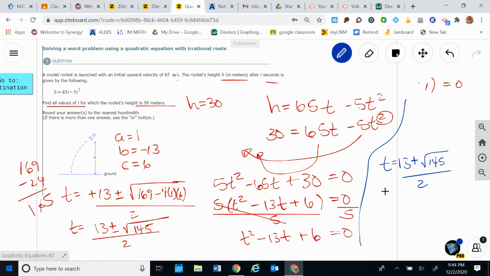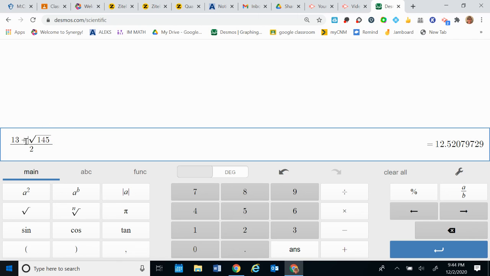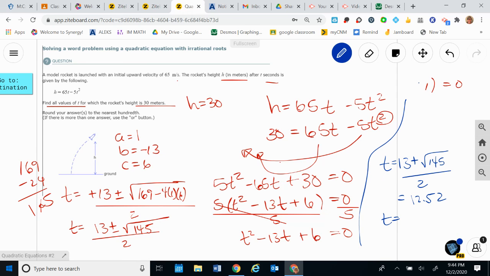Okay? 12.52. Now do the other one. T is equal to 13 minus. And you get 0.48. Okay? Now, why do we have two values? Okay. Those both are right. Okay? And see how it says if there's more than one answer, use the or button.